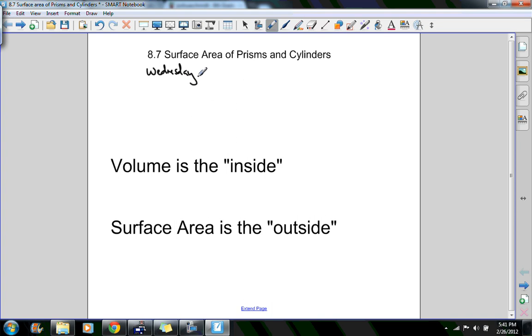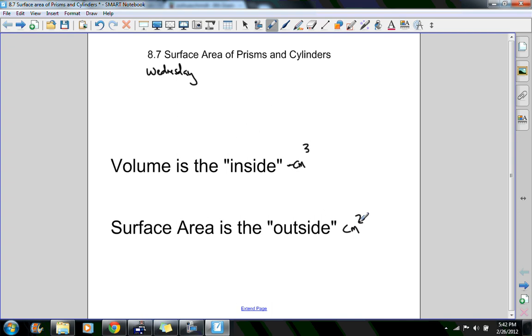Now, this comes right after section 8.5, where we just did volume of prisms and cylinders. Now we're going to do surface area. It's an important distinction to know that volume is the inside of the figure, like if you dump water into it or fill it with air. But surface area is the outside. The labels on volume are always going to be cubed, like centimeters cubed. For surface area, the label is always going to be squared, because the surface area is just a bunch of rectangles or circles that are added together on the outside.